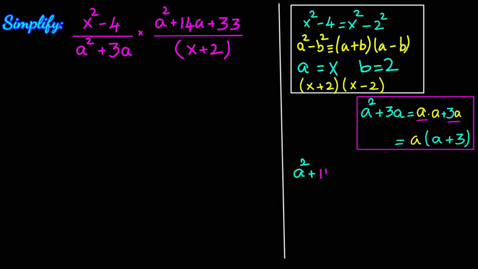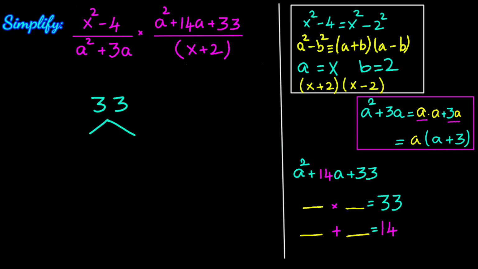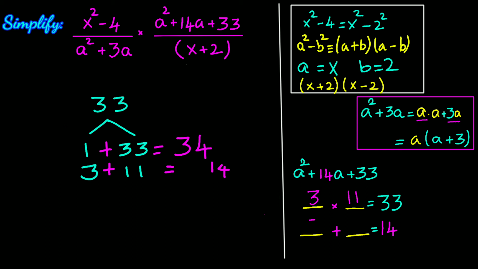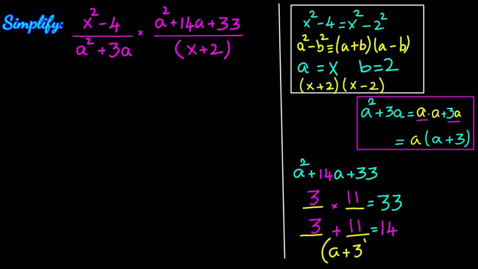a square plus 14a plus 33. Let's factorize this expression. When multiplying two numbers, we have to get positive 33. Adding the same numbers to get positive 14. For that, let's write the factors for 33. 1 times 33 is 33 and 3 times 11 is 33. Comparing these factors, adding 1 and 33, we have 34, which is not the middle number, but positive 3 plus positive 11 is positive 14. 3 times 11 is 33 and 3 plus 11 is positive 14. The factors are a plus 3 and a plus 11.